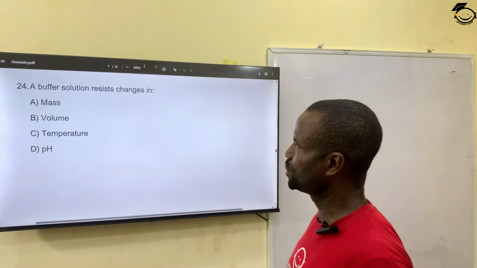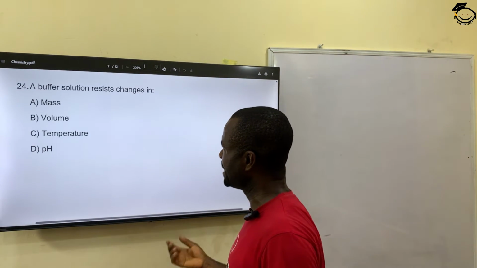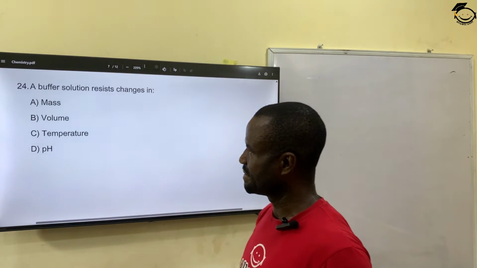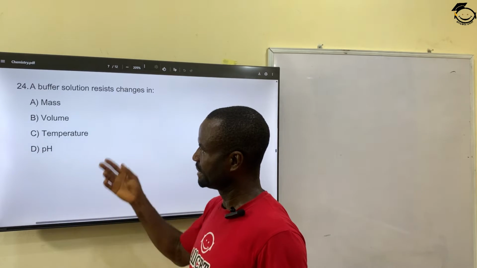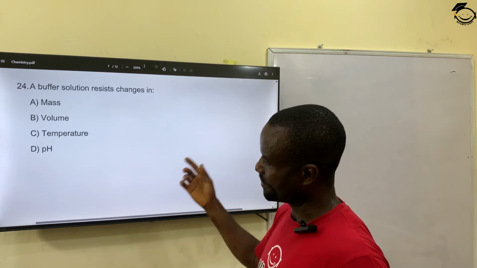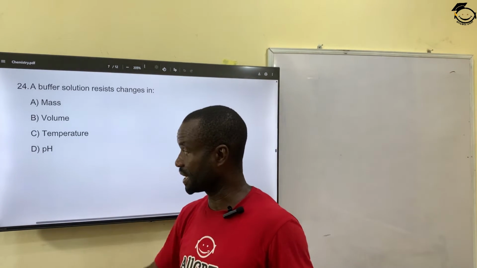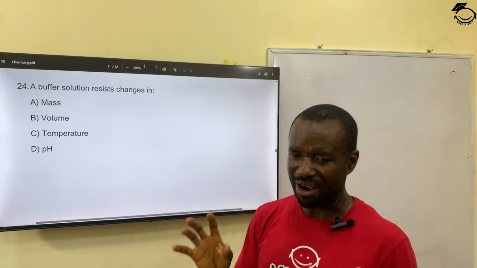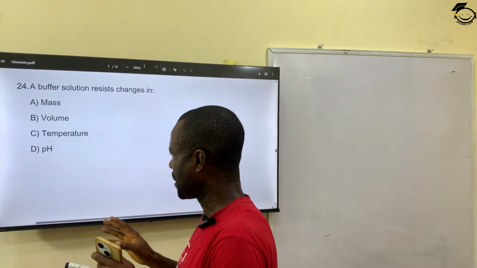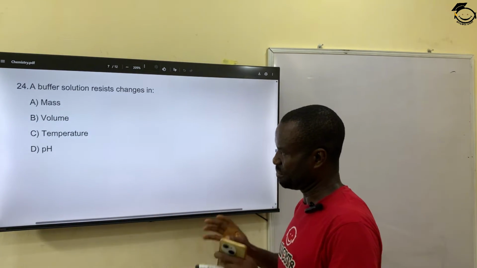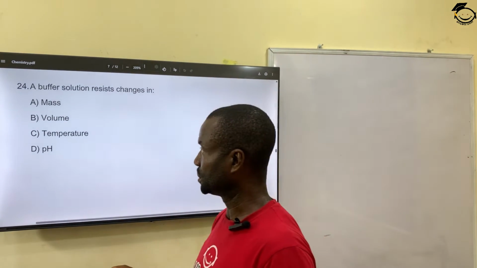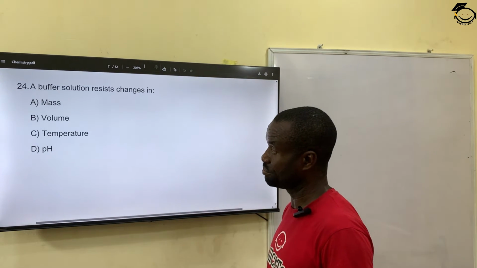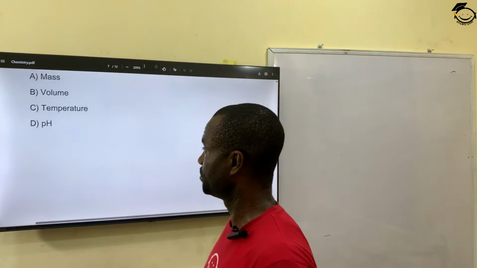Number 24. A buffer solution resists changes in dash. Changes in mass, resist changes in volume, resist changes in temperature, resist changes in pH. The correct answer is pH. A buffer solution is any solution that resists change, that brings about no change in pH when something is added into a solution. So the correct answer is D, which is pH.